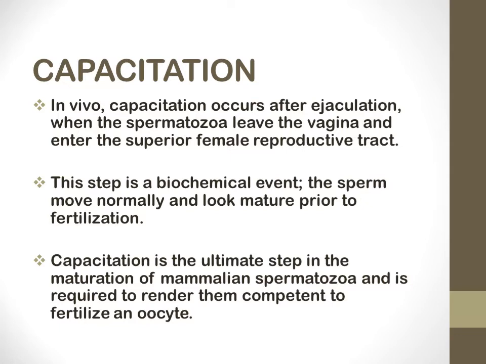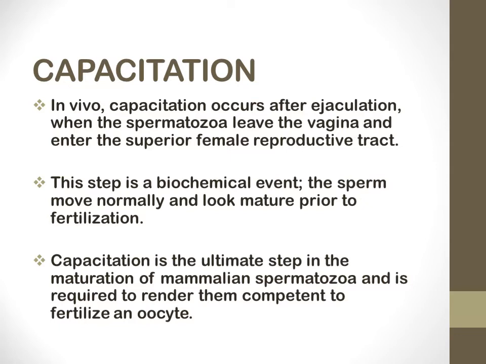Usually capacitation occurs after ejaculation. If you are doing the normal service of a dairy cow, the spermatozoa are usually deposited into the vagina. When the spermatozoa leave the vagina and enter the superior female reproductive tract, capacitation occurs. We can say shortly that this is the maturation of sperms inside the reproductive tract of the female animal.